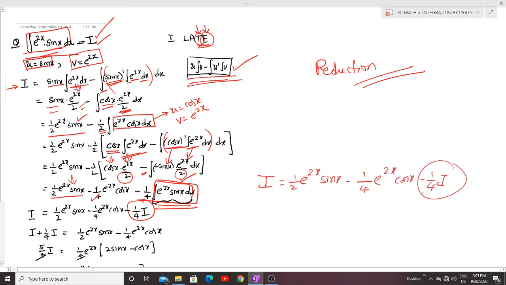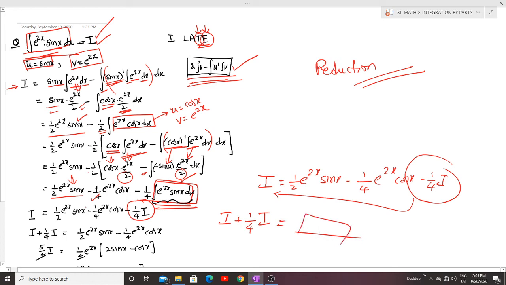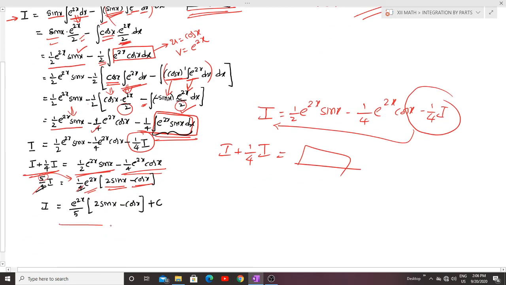This minus 1 by 4 I, carry it to the left side, so that I plus 1 by 4 I is equal to 1 by 2 e power 2x sin x minus 1 by 4 e power 2x into cos x. Take 1 by 4 e power 2x common, then it is 2 sin x minus cos x. So 1 by 4 and 4 get cancelled. So 5 will be sent to the right side. Then you get the final answer as e power 2x by 5 into 2 sin x minus cos x plus c.